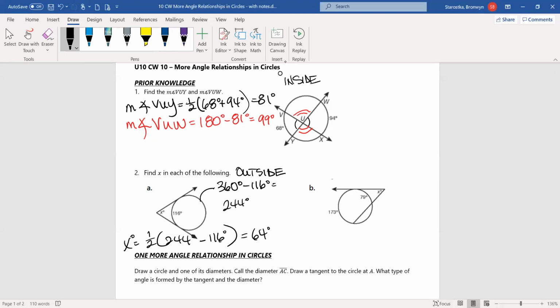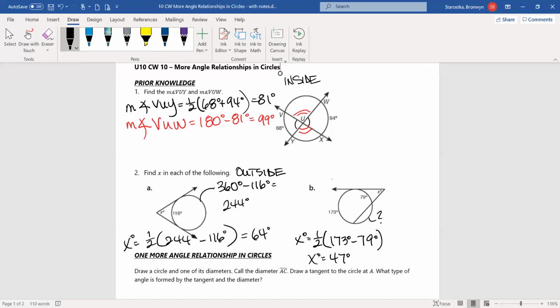For B, you have a tangent and a secant. And so this, we don't know, but also we don't care. So angle x is 1/2 of 173 degrees minus 79 degrees, and x equals 47 degrees.